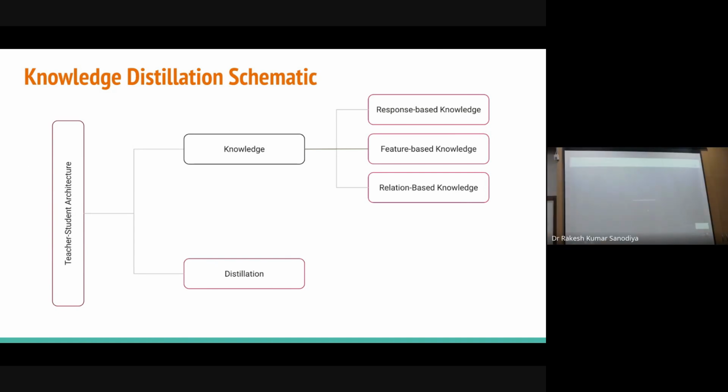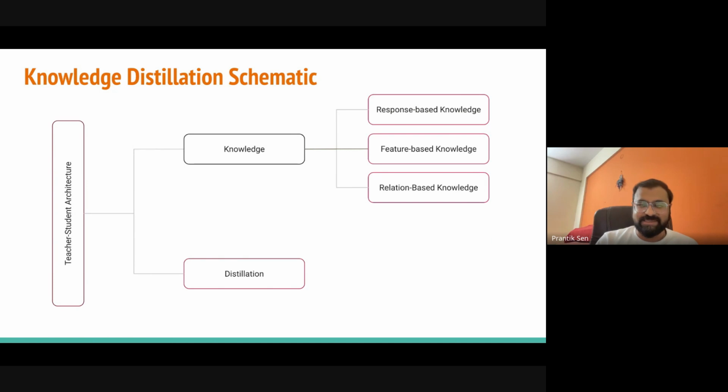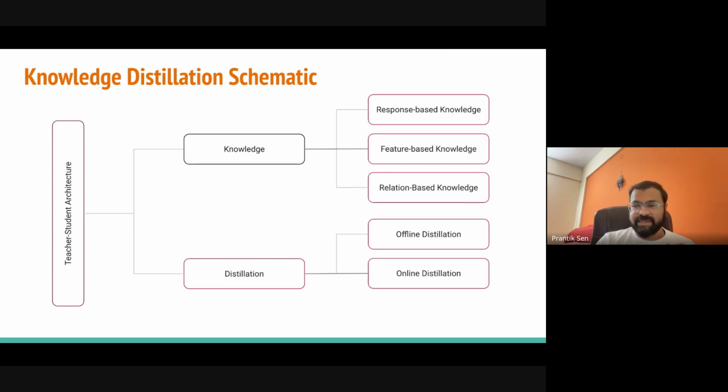Thank you. Now, the second thing is distillation. One is offline distillation, where the teacher has learned offline. You use a large model that was pre-trained, and you try to learn a student from that. Second is online, where teacher and student co-learn. Third is self-distillation. We will see this in upcoming slides. What is self-distillation?